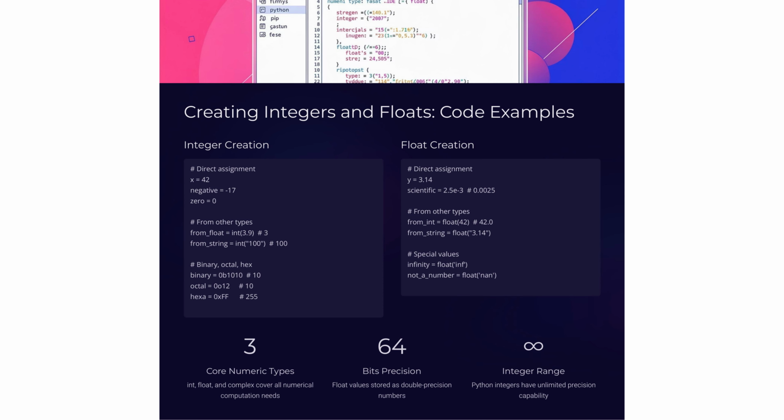Creating integers and floats in Python can be done through direct assignment or conversion. Assign integers with x equals 42 or convert from strings using int of 100. Floats can be assigned with y equals 3.14 or converted from integers using float(42). Python supports binary, octal, and hexadecimal integer creation, and floats have double precision storage.